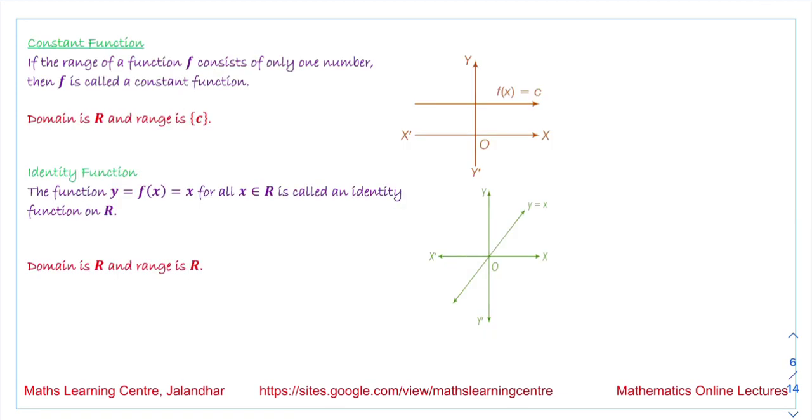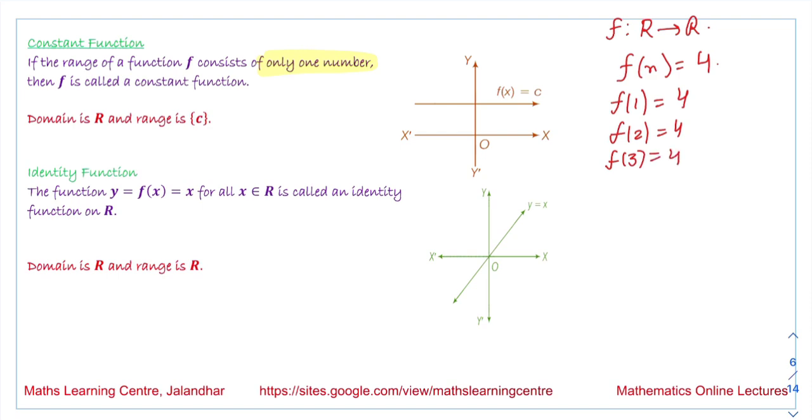Now the next function we have is the constant function. We are saying if the range of the function f consists of only one number, then that function is called a constant function. For example, f(x) = 4, where f is a function defined from R to R. What this means is that if you substitute f(1), the answer is 4. If you substitute f(2), the answer is 4. f(3), the answer is 4. Whatever value of x you substitute, even f(pi), the answer is 4.